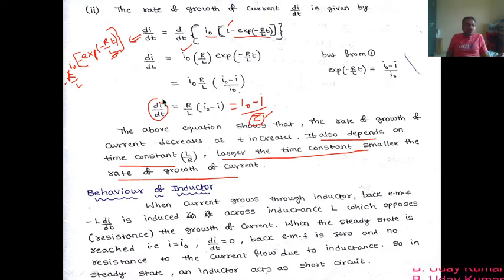If this is 0, di by dt is 0. If di by dt is 0, induced EMF or back EMF becomes 0. So that means no resistance to the current flow due to inductance. If there is no back EMF, there will not be any resistance to the current due to the inductor, not due to the resistor.